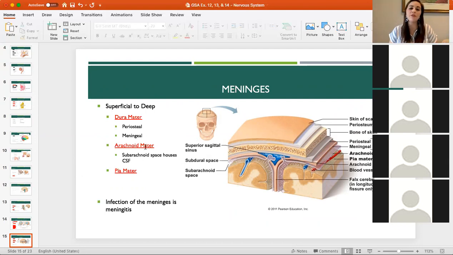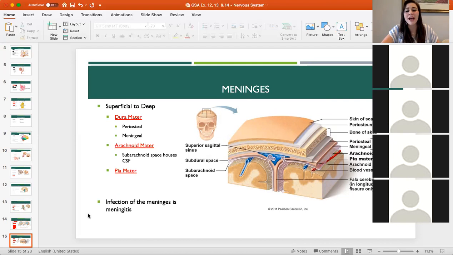So most superficial, we have our dura mater, which is going to have two sublayers, our periosteal layer and our meningeal layer. All right, below that we have our arachnoid mater, and then right below the arachnoid mater we have what's called the subarachnoid space, and we're going to see a lot of cerebral spinal fluid in there as well. And then just deep to that we have our pia mater, which is a very thin layer. It's much thinner than the other layers.